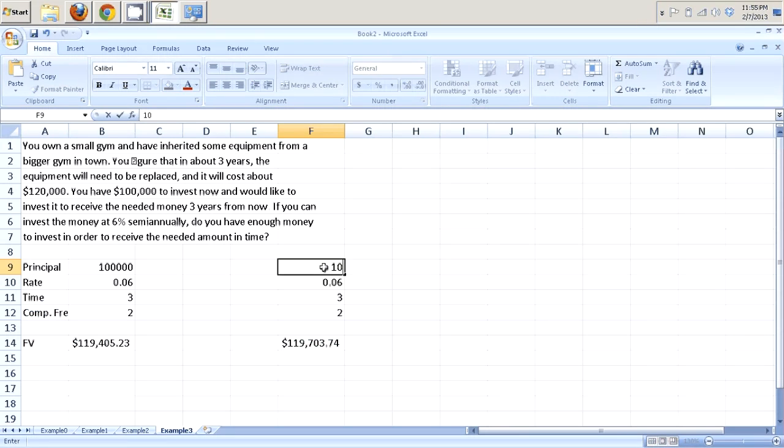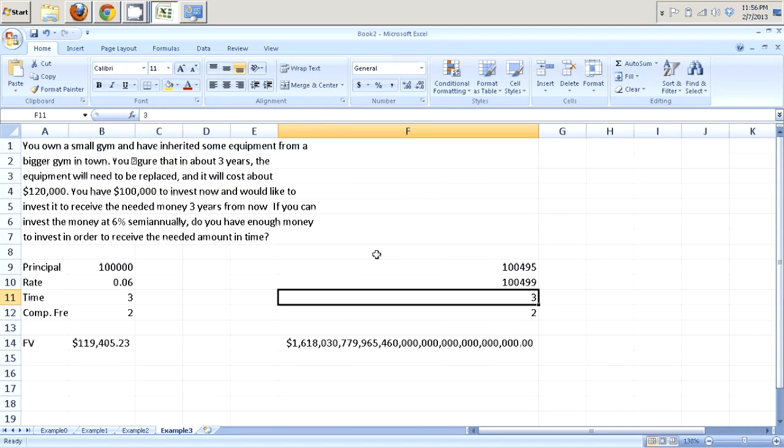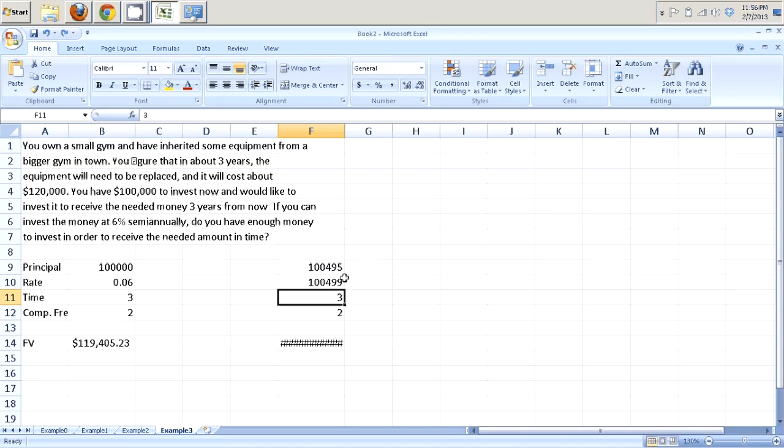So let's try 100,375. Still not enough. So I'm somewhere between 100,500 and 100,375. So let's try 100,450. Not enough. 100,475. 100,490. Still not enough. 100,495. 100,499. We're there.